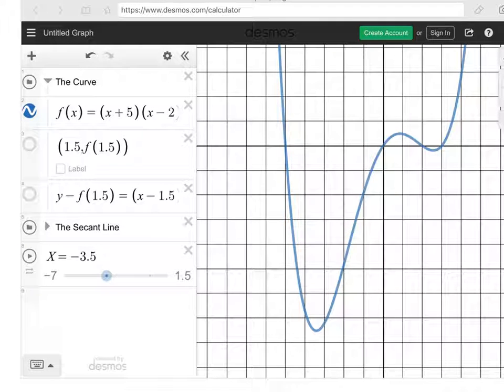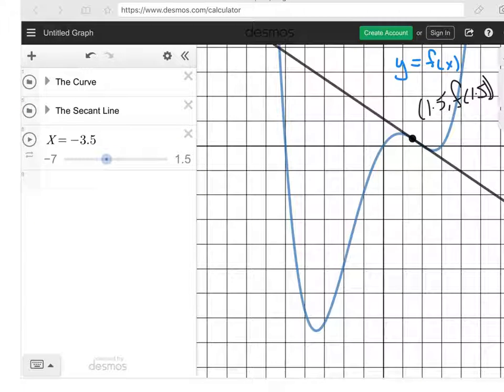All right, so what I have drawn here is just the curve y equals f of x. And I'm going to identify this specific point, 1.5, f of 1.5. Now, since the derivative is the slope of the tangent line, what I have here is the line tangent to f of x when x is 1.5.